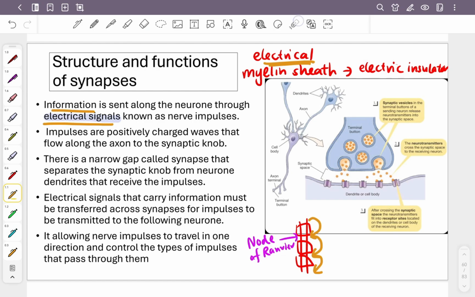Now, impulses are positively charged waves that travel along the axon to the synaptic node. This one we have talked about just now. And there is a narrow gap called the synapse, also talked about just now, right? It separates the synaptic node from the neuron dendrite. Electrical signals that carry information must be transferred across the synapse so that they can reach another neuron. In other words, the nerve impulses must be able to transmit from the presynaptic membrane to the postsynaptic membrane so that they can keep on flowing. Understand? It allows nerve impulses to travel in one direction and controls the type of impulse that passes through.